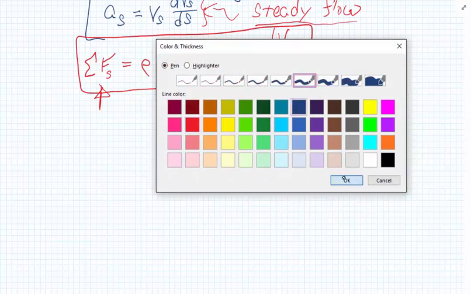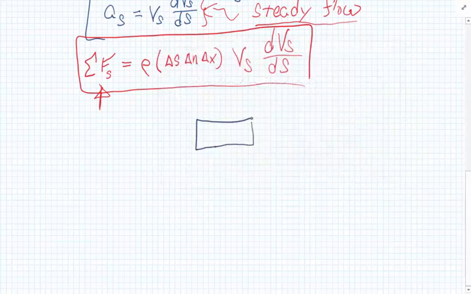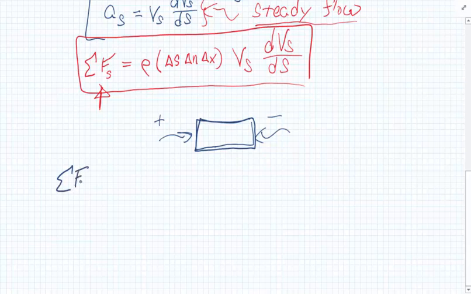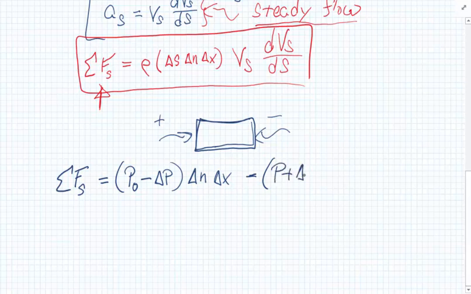Get back to my blue pen here. Didn't get my box, but that's okay. So on this side, we have a force acting, and this side has a force acting. This is going to be in the positive direction, and this is the negative direction. So if I sum the forces, the sum of the forces in the x direction are going to equal P naught minus delta P times the area, which is going to be delta N, delta X, and we're going to subtract from that P naught plus delta P, again times delta N, delta X.